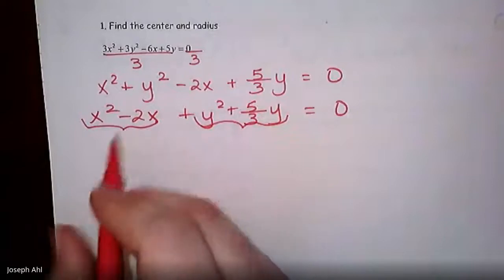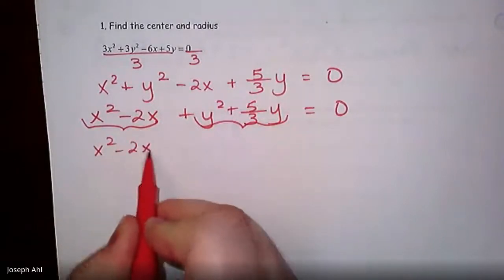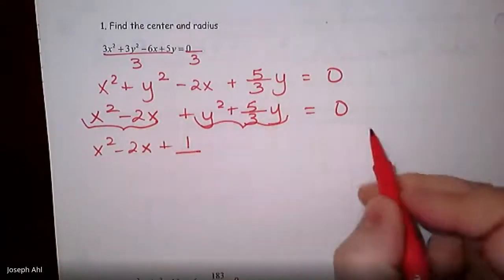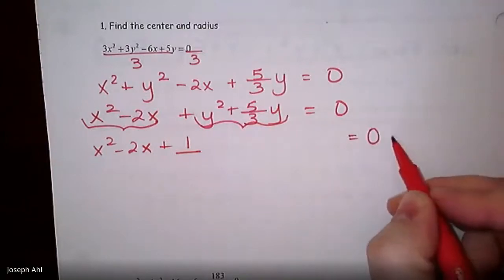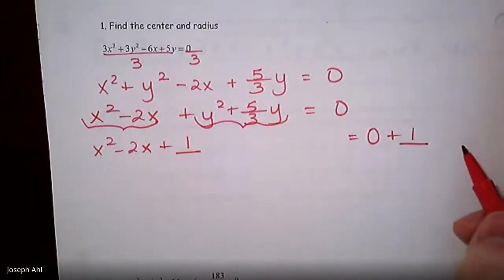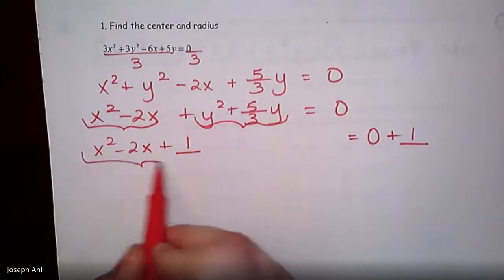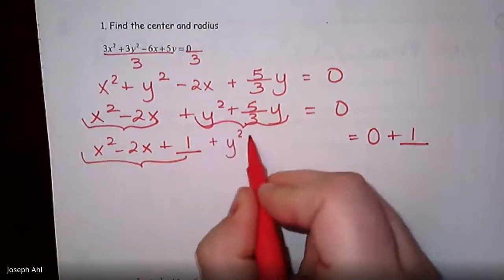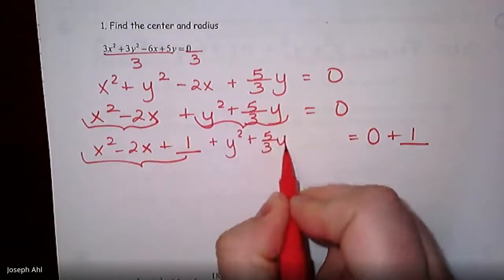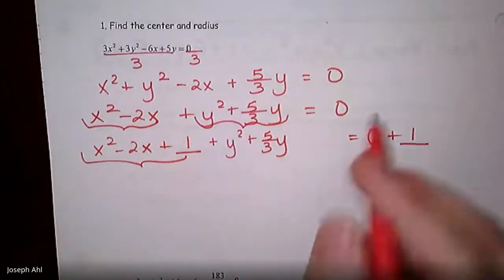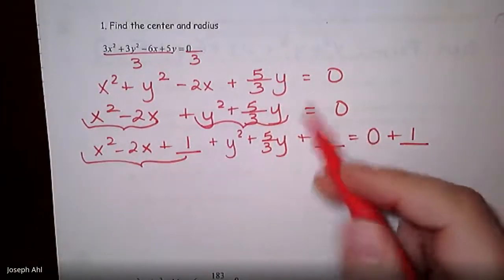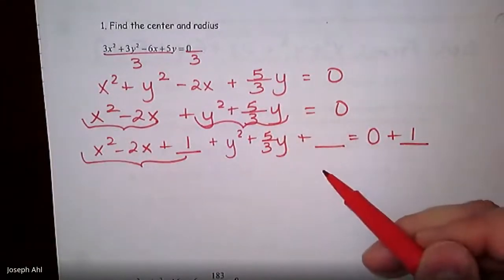So the x is going to be pretty easy. It's going to be x squared minus 2x plus 1. Don't forget, even though there's nothing on the other side, just 0, you still have to add 1 to keep this balanced. For the y's, it's going to be y squared plus 5/3 y. All right, here's where we're not going to really love this, right? Because I have to take a fraction, divide it by 2, and then square it.